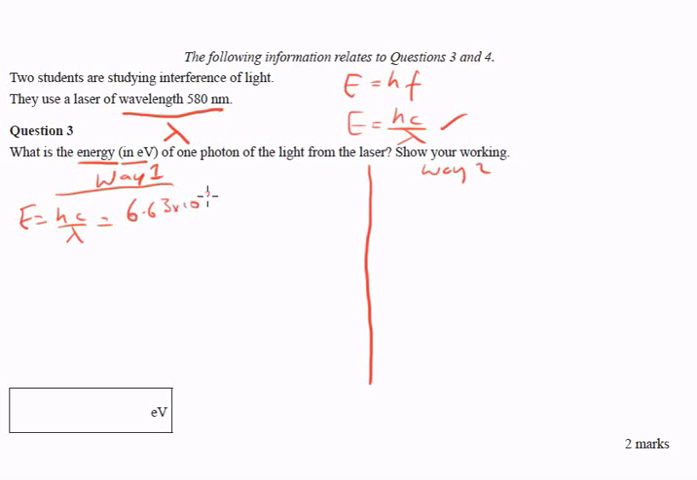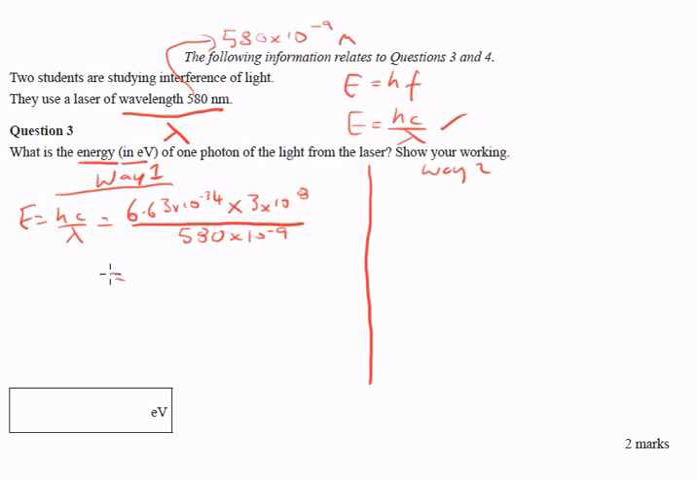6.63 by 10 to the minus 34, so that's Planck's constant, that's what h is. c, speed of light, 3 by 10 to the 8. Now these are in the formulas page of your exam book, and they possibly are also in a cheat sheet if you wanted to write them in there, but they're definitely in your notes somewhere. Now 580 nanometers is 580 by 10 to the minus 9 meters. Okay, you can't just write 580 in there.